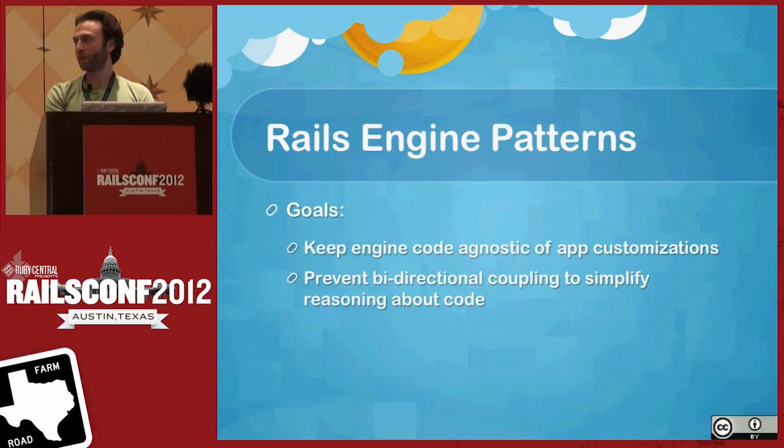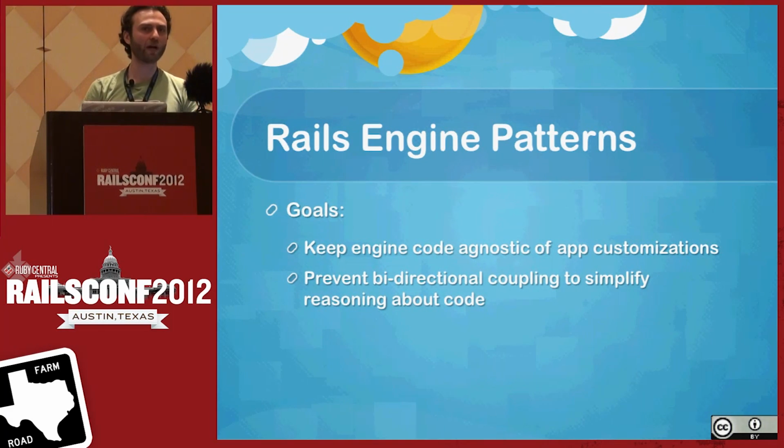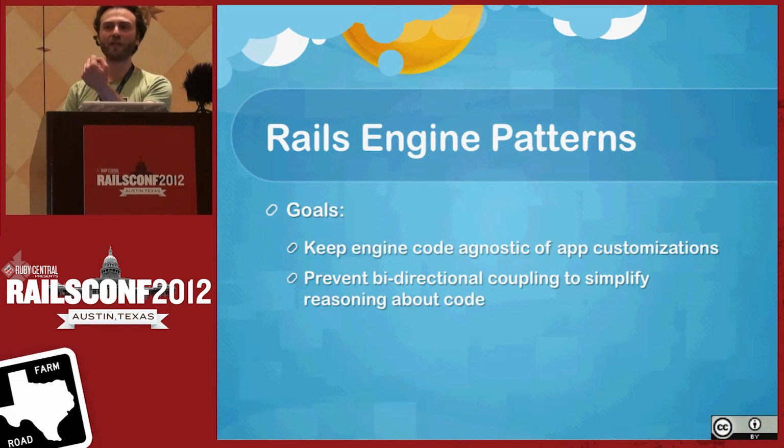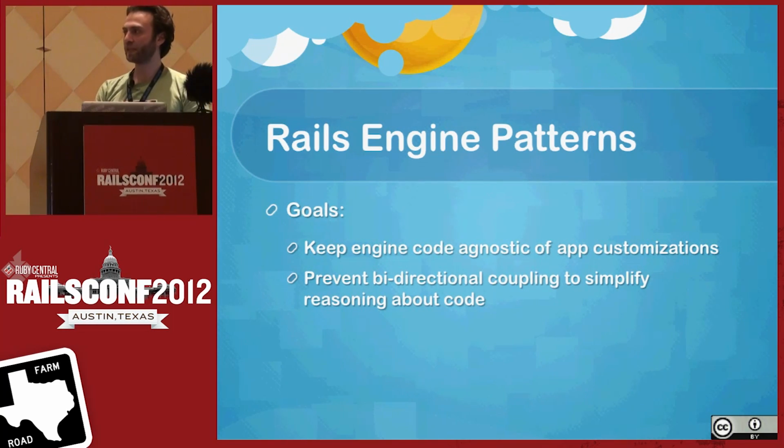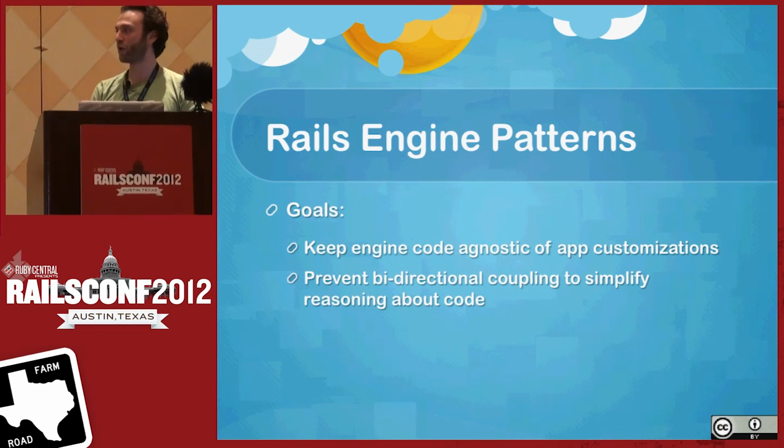Prevent bidirectional coupling. We wanted to keep it linear or unidirectional in order to make reasoning about the code easier. Because like I mentioned, then you reason about the app-specific logic within the app, and you only reason about the engine logic within the engine. You never have to think about both at the same time. So it minimizes cognitive overload, which is what Noel Rappin was talking about in the first lightning talk yesterday. This is one more way of reducing cognitive overload, making you more productive in development.